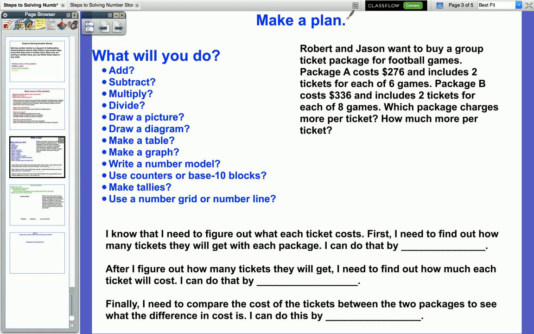So then I have to make a plan. And here is my problem again. I left it up here. There are lots of different things that you can do to solve number stories. You can add, you can subtract, you can multiply, you can divide, you can draw a picture. I'm a big fan of that, even though my pictures usually aren't very good. You can draw a diagram, make a table, make a graph, write a number model, use counters or base 10 blocks, do tallies, use a number grid or number line, and I'm sure there are other things that you can think of too.